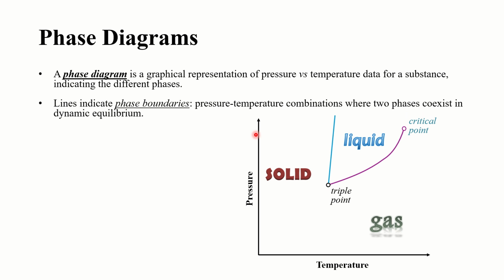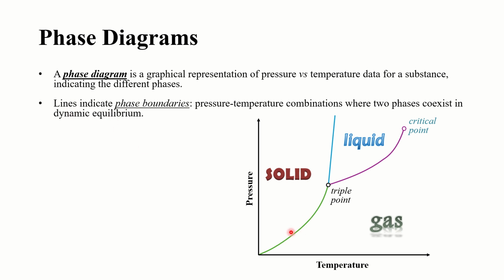Okay, now these lines, so this green line here, this blue line here, and this purple line here, these indicate phase boundaries. These are pressure/temperature combinations where 2 phases coexist in dynamic equilibrium. You again should be familiar with this term. We discussed this when we discussed vapor pressure in the previous lecture.